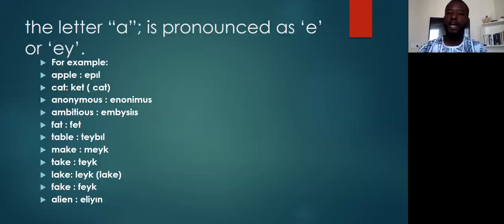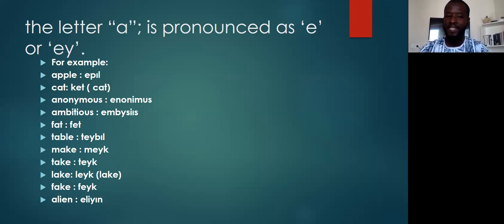So the first thing that I want to show you here is the letter A, and how you are going to pronounce it if you have an A in a word. The letter A is pronounced like E or A, okay? For example, we're going to give some examples. Here you have apple. You pronounce it like apple, but there are some tribes who pronounce it differently, which is wrong. You have to pronounce it like everybody knows.